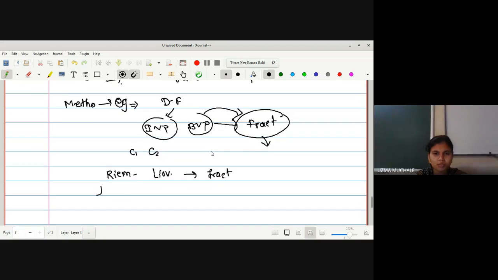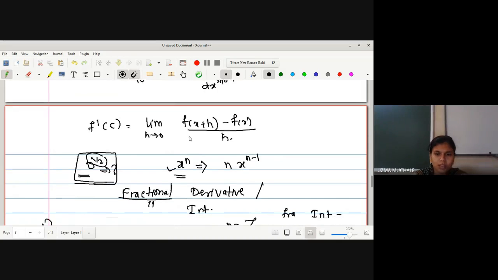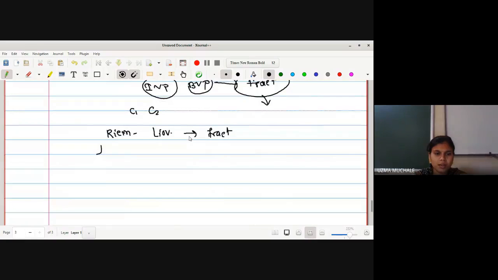Just like our definition from first principle, that is, limit as h tends to 0 of f of x plus h minus f of x divided by h. In this way they have defined what a fractional differential equation is. Okay, let me share the screen if I have that PDF. If I have it, I will share it, one minute.